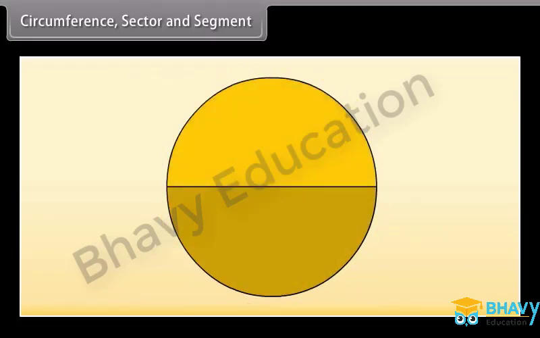Now look at this circle. Here, both the arcs are equal. Therefore, these 2 are the semicircles.